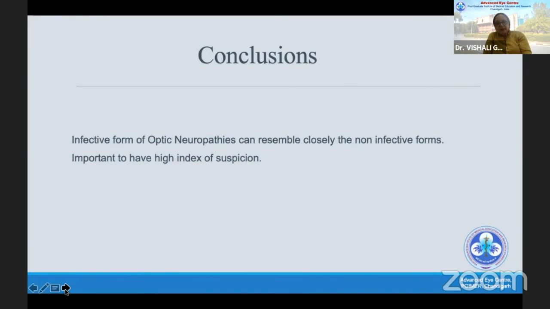So to conclude, infective forms of optic neuropathies can resemble very closely non-infective forms, but there will be certain clues, and try to look for those very few vitreous cells which might be there, some yellowish white lesions around the optic nerve head or even away from the optic nerve head. Always dilate and see the periphery to see what is happening elsewhere in the retina. So it's important, in short, to have a very high index of suspicion.